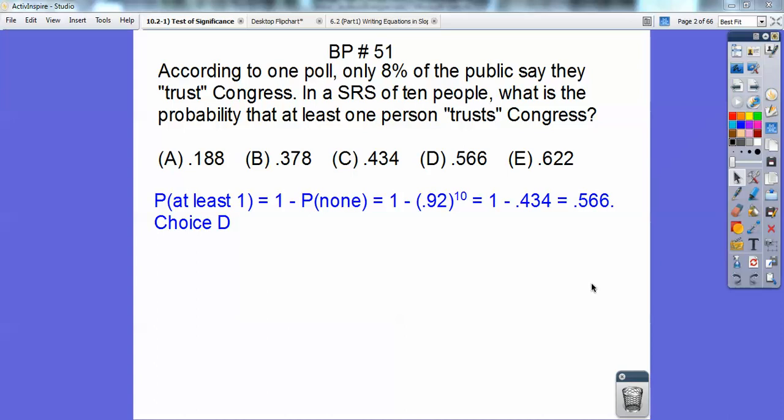According to one poll, 8% of the public says that they trust Congress. In a simple random sample of 10 people, what's the probability that at least one person trusts Congress? The complement of at least one is none, so I'm going to do 1 minus the none. Since 8% trust them, then 92% don't. So with 10 people, we get choice D on that, okay?